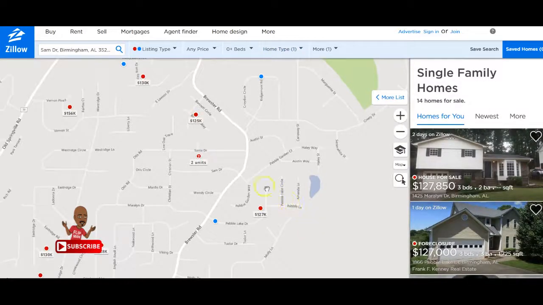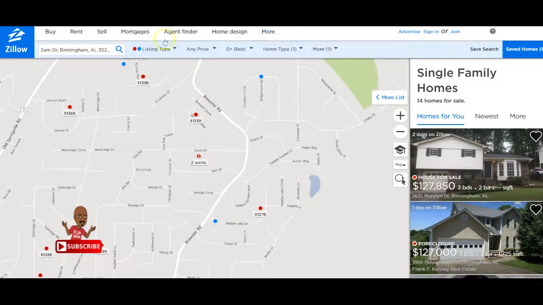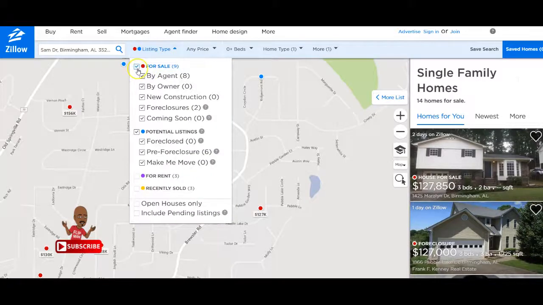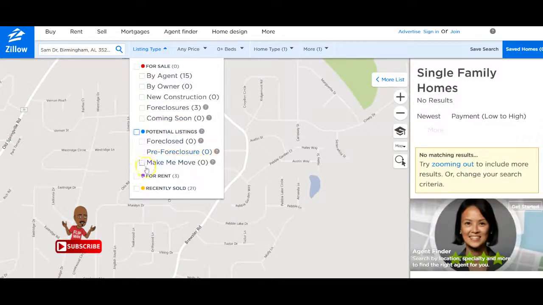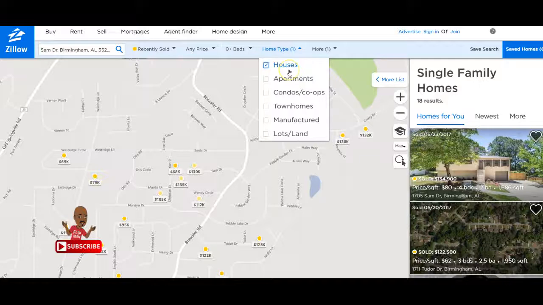And as you see here, Zillow automatically pulls up properties based on the listing type selection, which is everything selected except for rent and recently sold. All right, so the first thing that you're going to do is uncheck for sale. You're going to uncheck potential listings, and you're going to go down here to recently sold. The other thing is make sure that only houses is selected, unless you're trying to target townhouses or manufactured homes or whatever. But make sure houses are selected.